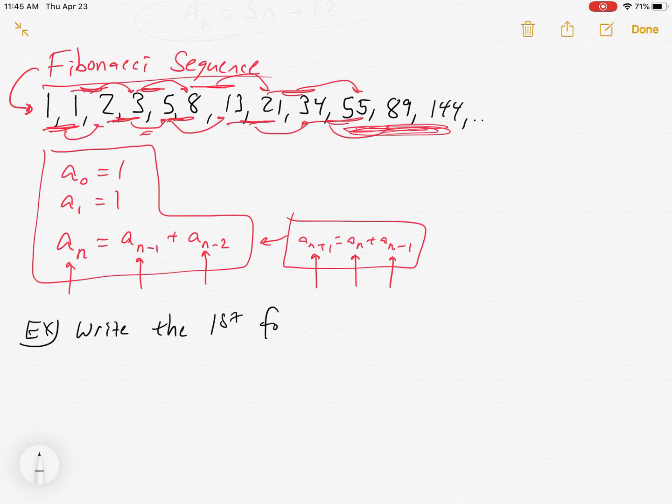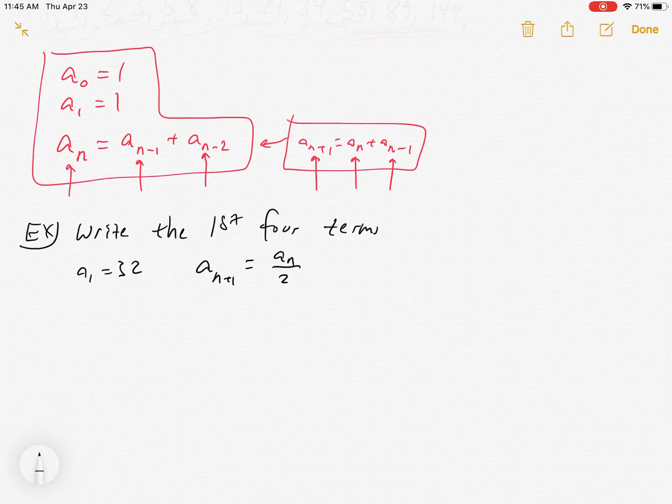So we're not going to say a whole lot more about that, but let me just show you one more recursive sequence and this video will be complete. What if they said, write, again, the first 4 terms of the sequence, and it's defined this way. The first term is 32, and the (n+1) term is a_n over 2. What is this even talking about? Well, the first term would be 32.